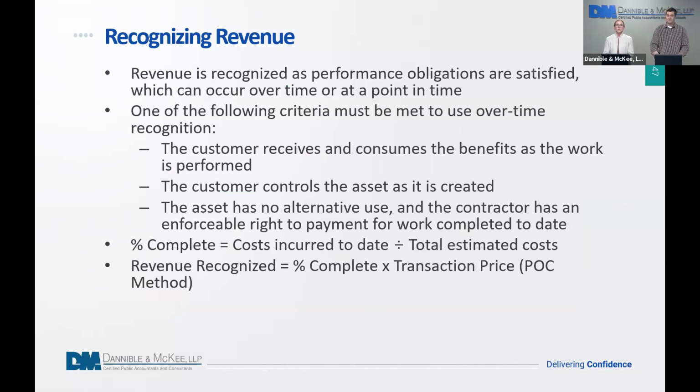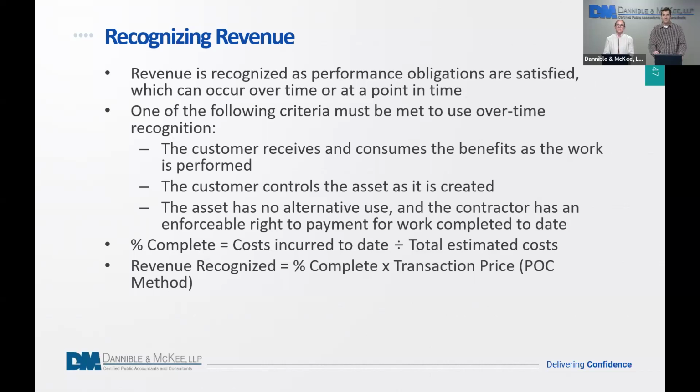As I mentioned, revenue is recognized as performance obligations are satisfied, which can occur over time or at a point in time. One of the following criteria must be met to use over-time recognition. The customer is receiving and consuming the benefits as the work is being performed. Control of the asset is transferred as it's created, or the asset has no alternative use to the company that's performing the work. And the contractor has an enforceable right to payment for the work completed to date.